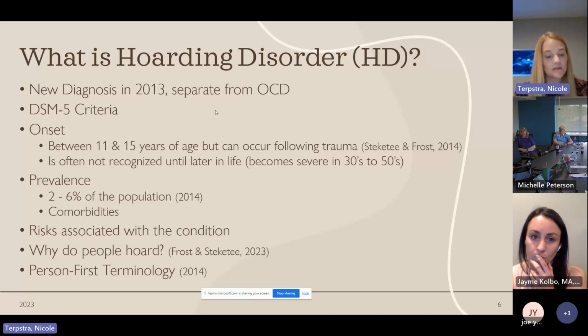Lastly, while I'm on this slide, I do want to point out that using person-first language when talking about this population is very important. Rather than calling an individual a hoarder, so to speak, it is more respectful to say someone who hoards, collects, saves, or has many items. Also, just having an honest conversation with your client about what they feel most comfortable with and respected by will help build trust and rapport from an early point in treatment.